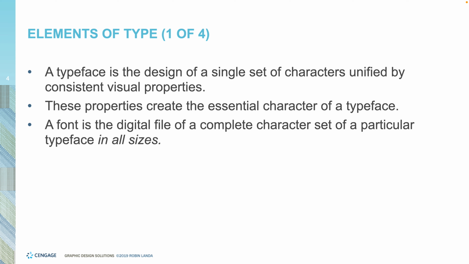So we start thinking about type. The typeface, though, is an overall design of a single set of characters. So when we talk about typeface, what is the typeface? Well, the typeface is Times New Roman 12 point. Because we're dealing not only with the characters themselves and their characteristics, we're actually talking about the size of them in there. So as we start getting into those properties, what are those consistent visual properties?